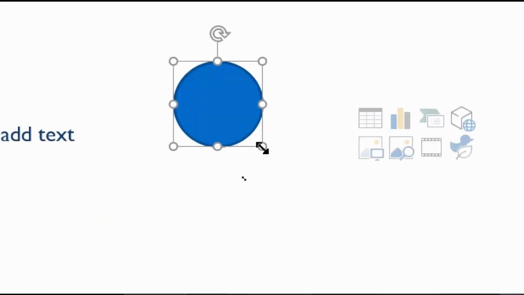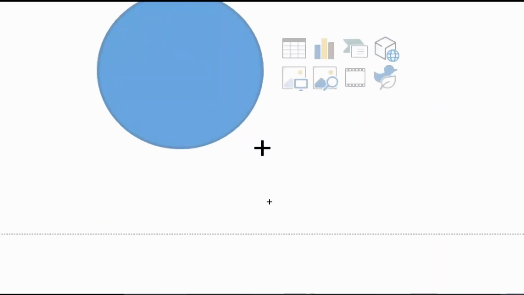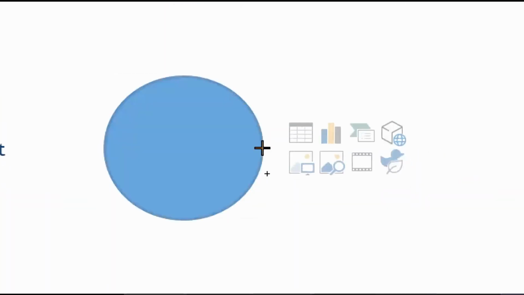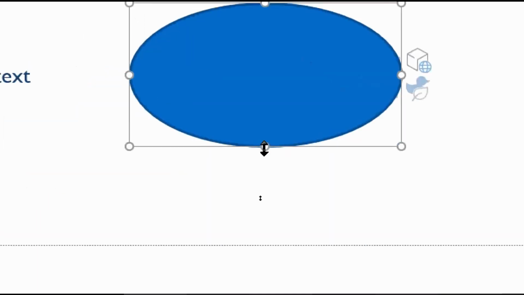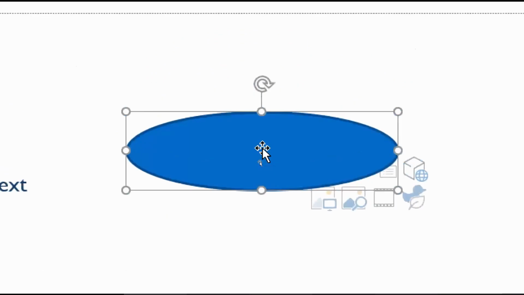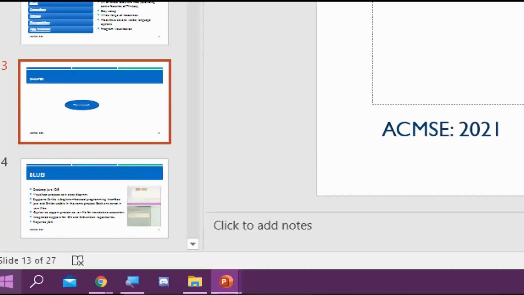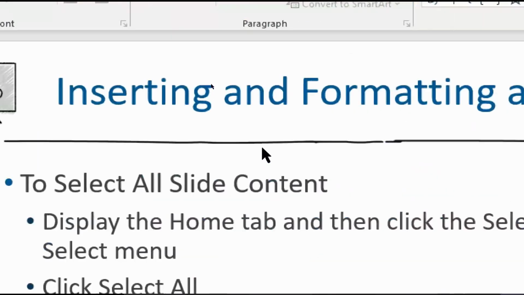And just as with pictures, you can use the corners, drag them to resize proportionally, or you can drag and drop the boxes on the side to resize non-proportionally. Let's go with something a bit more flat. If you want to add text, click to select and then just start typing. Yeah, that's all the same stuff.